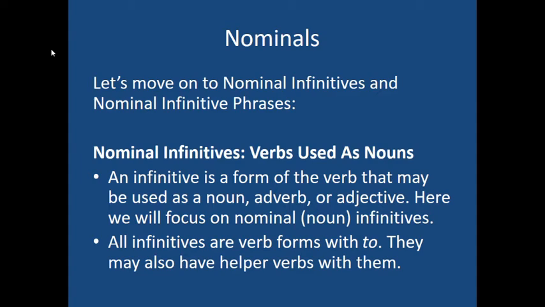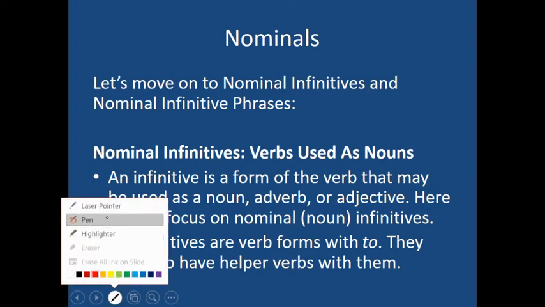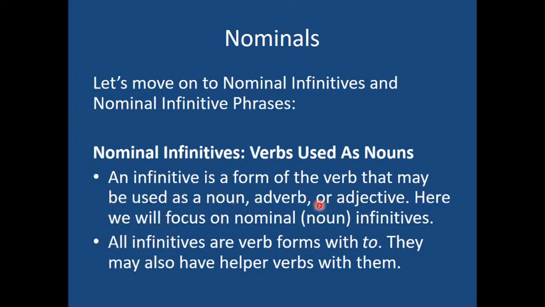So a nominal infinitive is going to be a verb that's being used as a noun. Let's see if I can bring up my pointer here. An infinitive is basically the verb form with the word to. So you're going to have to plus the verb. To plus the verb creates an infinitive. And sometimes they will have helpers with them, sometimes they won't. That's all part of the infinitive.